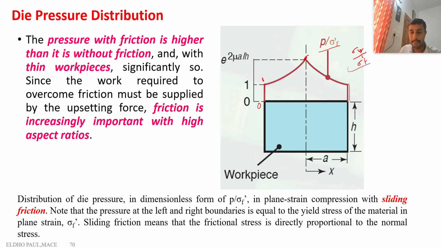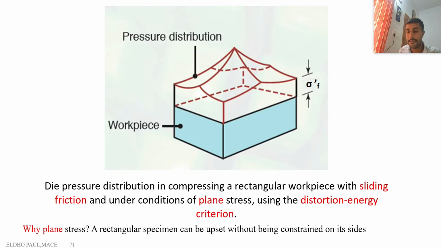Okay. So same diagram, friction hill. This is the 3D view of the friction hill. At the surface, in these regions, we have the minimum stress required for the deformation, that is the flow stress of the material in plane strain condition, and the center region is the maximum pressure required, or maximum vertical stress required, for the deformation.